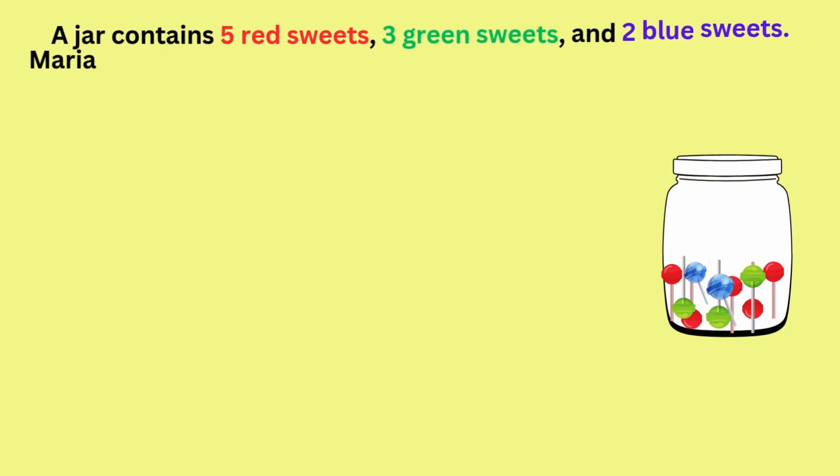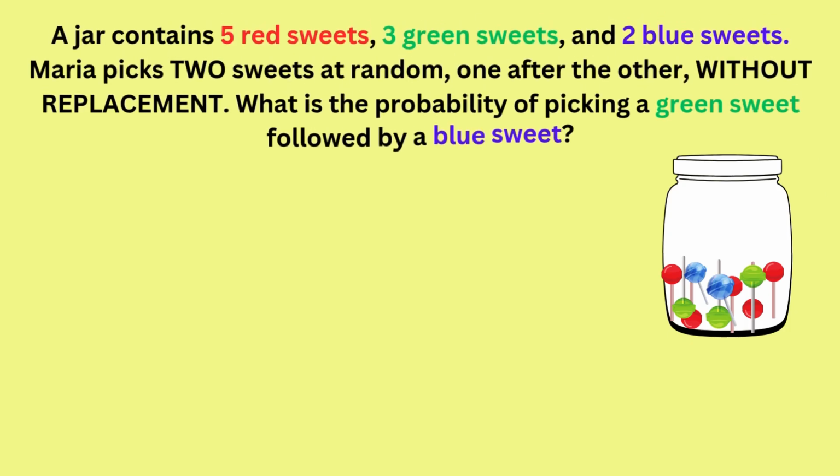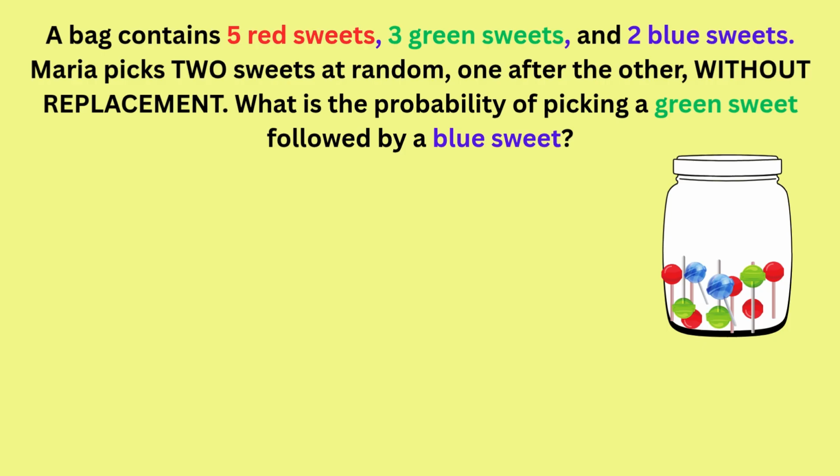Here is another example of dependent events. A jar contains 5 red sweets, 3 green sweets, and 2 blue sweets. Maria picks 2 sweets at random, one after the other, without replacement. What is the probability of picking a green sweet followed by a blue sweet? Let's define the two events.